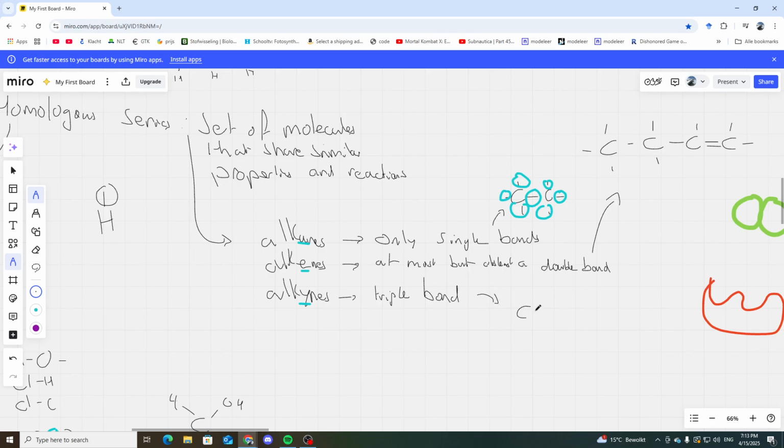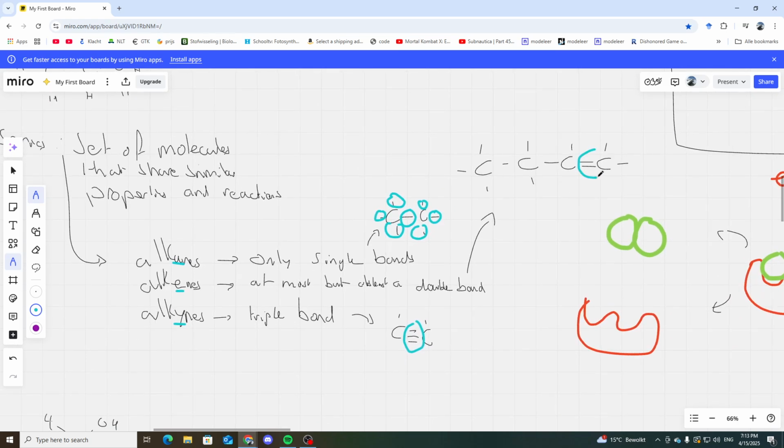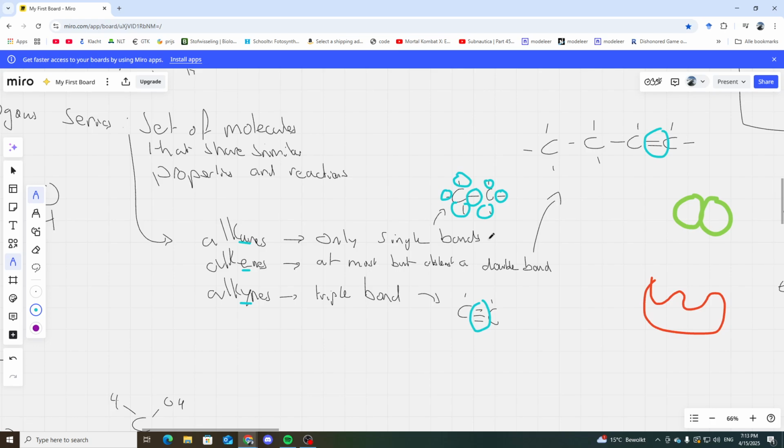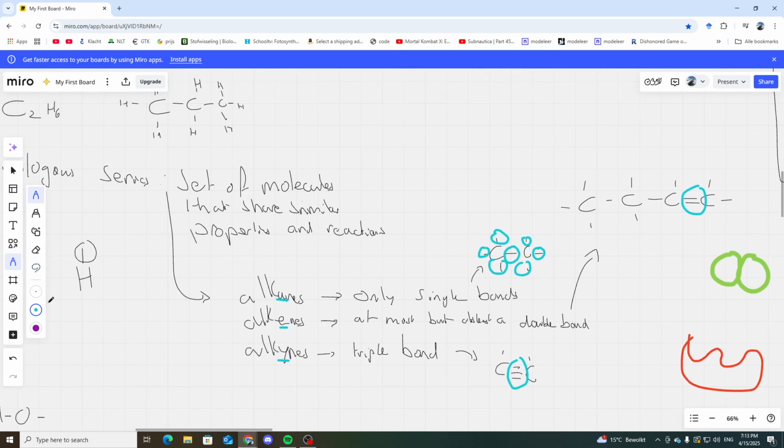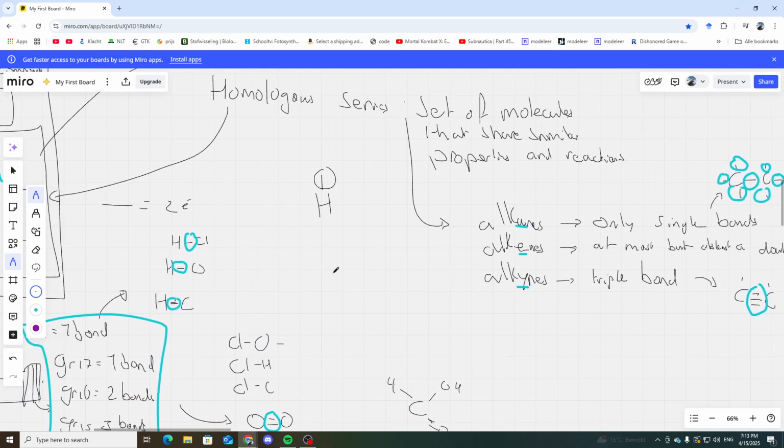So for example, this molecule would be an alkyne, because it has that beautiful triple bond here. So quite an easy set of homologous series here. Alkane, alkene, alkyne. Simply look at your structure and see whether it has single bonds, double bonds, or triple bonds. And then you can just place them into the alkane, alkene, alkyne system. So for example, let me just draw you something here. This should be quite simple.